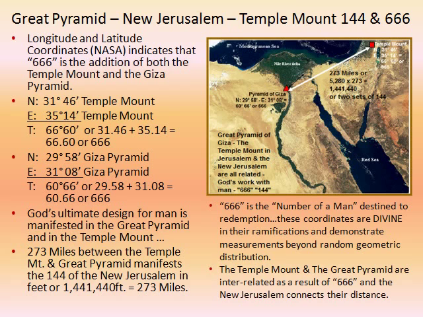And if we look at the New Jerusalem, we do see 2 sets of 144. In Revelation 7, the 144,000 of the 12 tribes of Israel. And again in Revelation 14, the 144,000 of the church on Mount Zion. And eventually we see the wall at 144 cubits. 666 is the number of a man destined to redemption. These coordinates are divine in their ramifications and demonstrate measurements beyond random geometric distribution. The Temple Mount and the Great Pyramid are interrelated as a result of 666, and the New Jerusalem connects their distances.